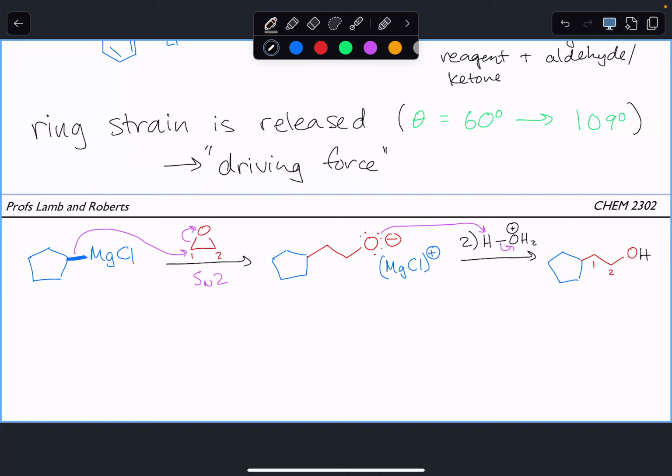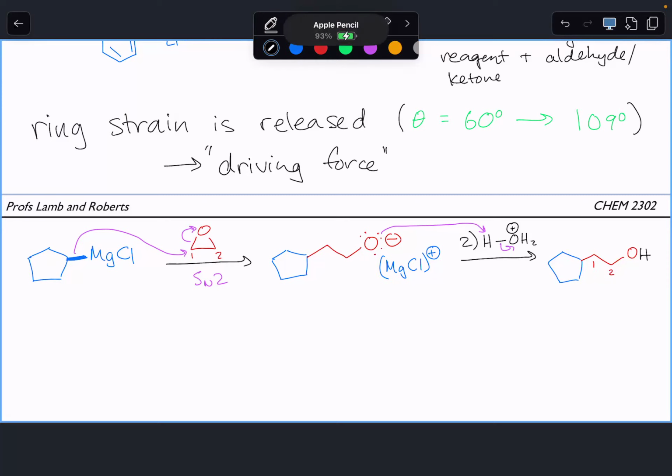I highly recommend that you number your carbons. It's very easy to get these mixed up, okay? But if the oxygen ends up 2 carbons away from your nucleophile, it's ethylene oxide. If it's 1 carbon away from your nucleophile, it's going to be a carbonyl compound, okay? Well, let's do a clicker question to see if that's making sense.